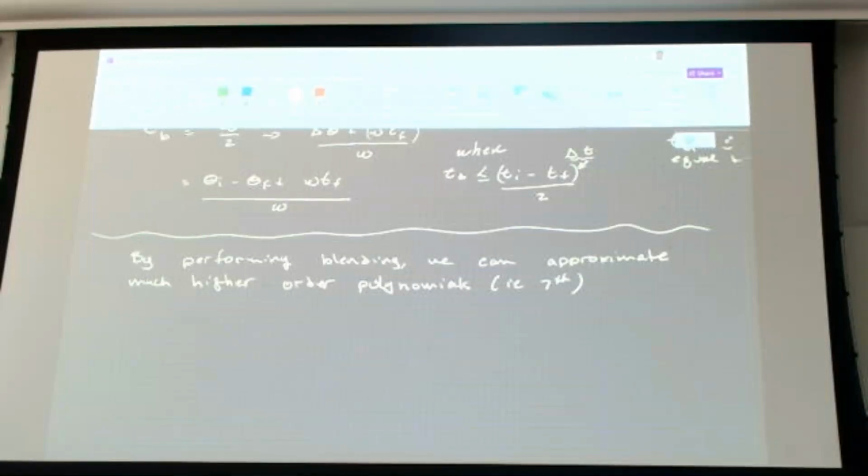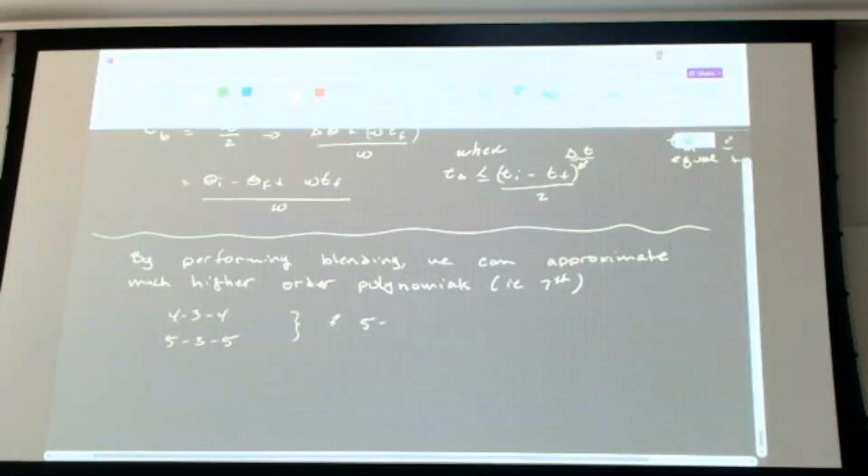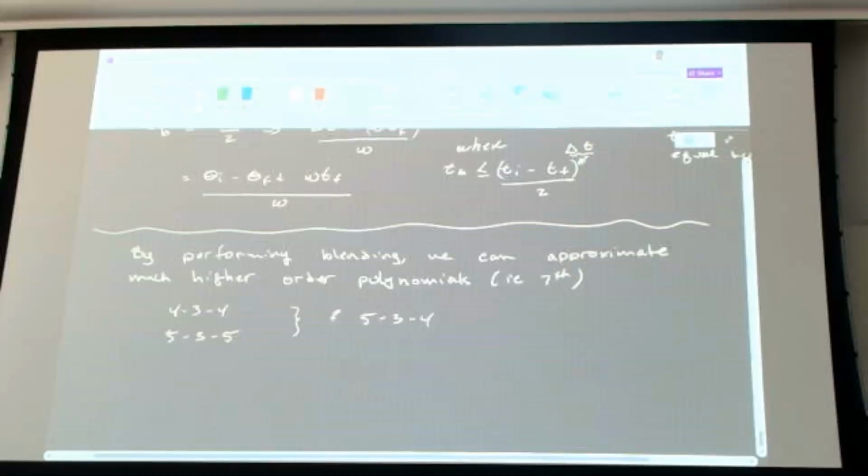precision motion. And so what I could do is I can blend these into, say, what's called a 4-3-4, or even a 5-3-4. I'm sorry, 5-3-5. I could do a 5-3-4 if I wanted to, I suppose. I mean, the book doesn't give that as an example, but I could do a 5-3-4 if I wanted. Doesn't really matter. And so we have basically 3 segments of the trajectory.